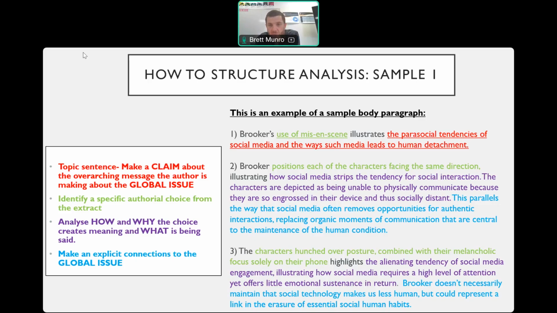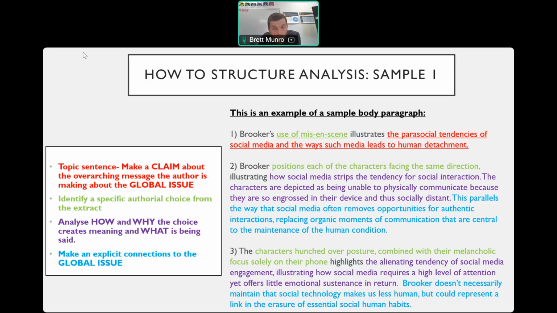The character's hunched over posture, that is looking at acting, combined with their melancholic focus, again looking at acting through facial expressions solely on their phone, highlights, then we have how these devices create meaning or how these conventions create meaning. So they highlight the alienating tendency of social media engagement, illustrating how social media requires a high level of attention, yet offers little emotional sustenance in return. We then moved into an explicit connection to the global issue.